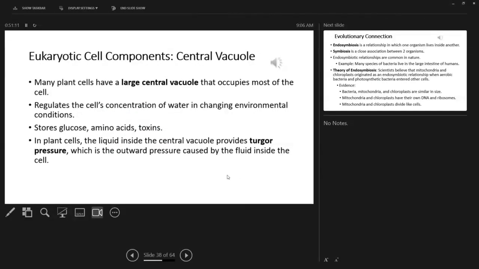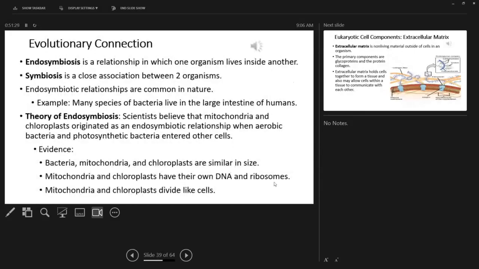Okay, we talked about this large central vacuole. It's like a water balloon inside of a plant cell, and that water is under pressure. The pressure is called turgor pressure, just the pressure in a vacuole. We'll do a whole chapter on plants. And then this theory of endosymbiosis. Endo means within, symbiosis means some interaction between two organisms or two things.